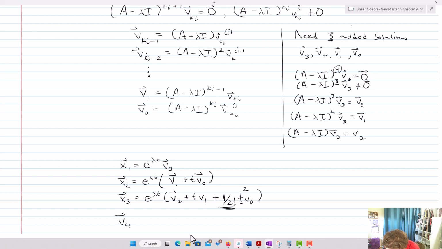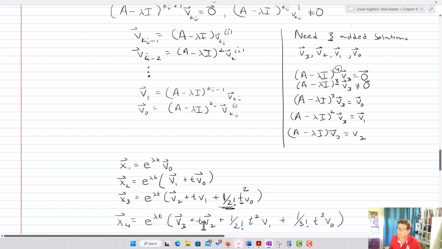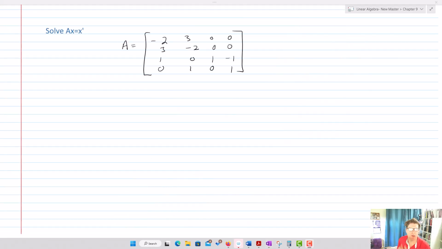And then X4, my 4th solution, is e to the lambda t times (V3 plus t V2 plus 1 over 2 factorial t squared V1 plus 1 over 3 factorial t cubed V0). And that would end up being my set of solutions for that particular eigenvalue. We may have other eigenvalues that we need to find solutions for, but for that particular eigenvalue, that would give us everything we need.